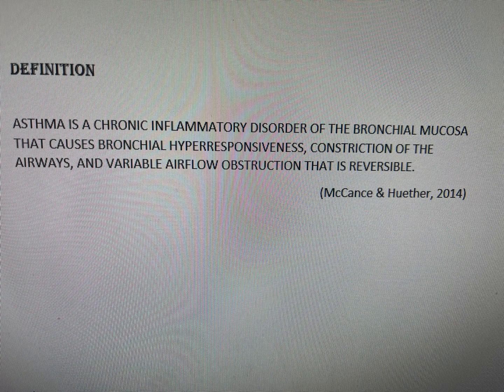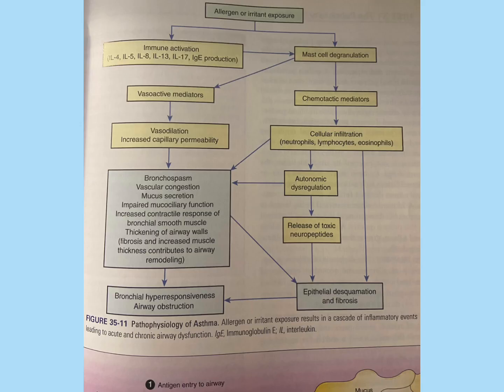How do you define asthma? Asthma is a chronic inflammatory disorder of the bronchial mucosa that causes bronchial hyperresponsiveness, constriction of the airways, and variable airflow obstruction that is reversible. Let us discuss some pathophysiology of asthma.